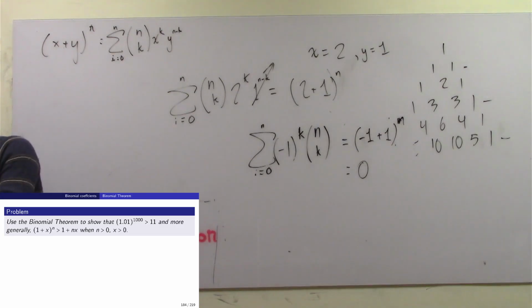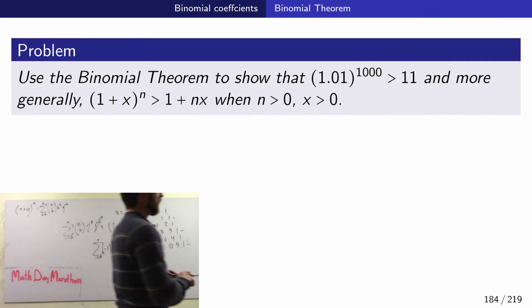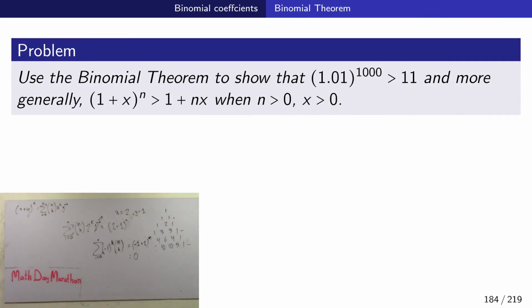Okay, let's see, where are we at? Nice. Okay, so what else can we do with the binomial theorem? We have this inequality. I believe it's called the Bernoulli inequality. Bernoulli, the mathematician, used this inequality.